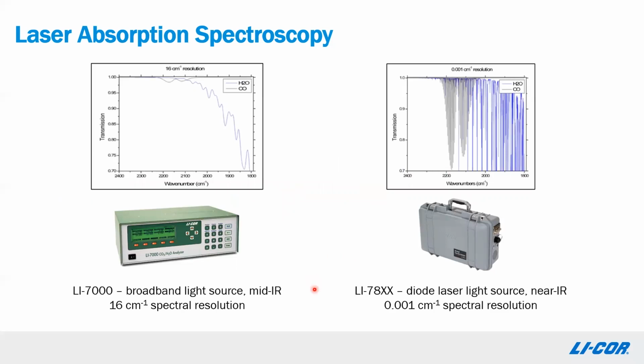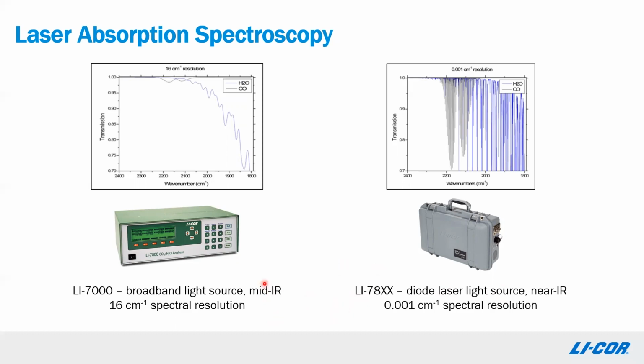Now for the LI-7000 with a broadband light source operating in the mid-IR, that's not such a problem because the absorption intensity is very, very high. If we move to the laser-based systems operating with diode lasers in the near-IR, then we get a much weaker intensity of signal for any given molecule that we're looking at. And so, as I mentioned before, we need to greatly increase the path length that we use when we're using these near-IR sources.